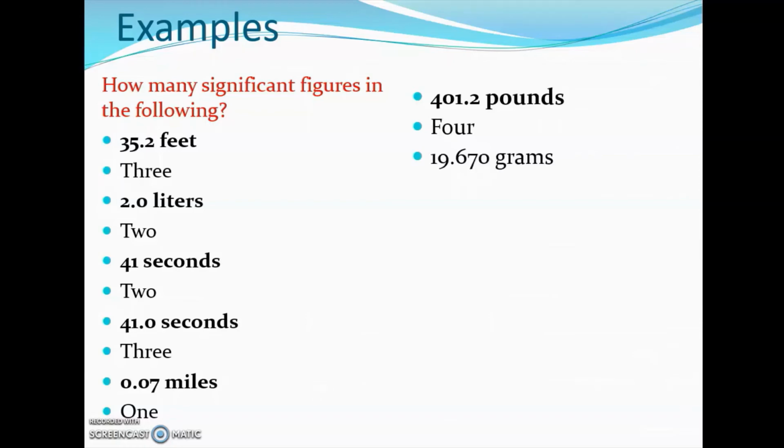19.670 grams. Again, we know that the first 4 digits are automatically going to be significant. The last one is the only one to question, but since the 0 is behind a decimal point, it's significant. So it has 5 significant figures.